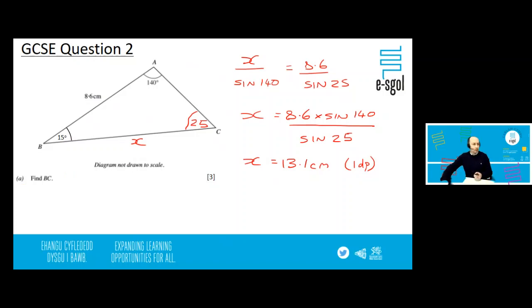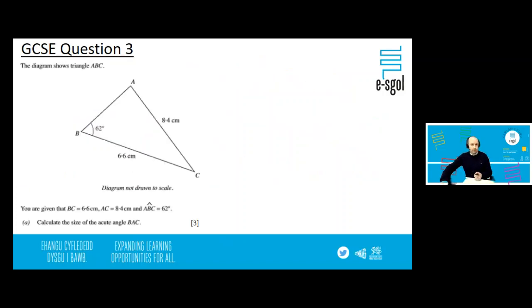Okay, so the third GCSE question is this one. There's probably a bit more information in this one. There's a bit more going on. So have a look at the question, see what you can work out, and then I'll come back on in a moment to go through the answer.